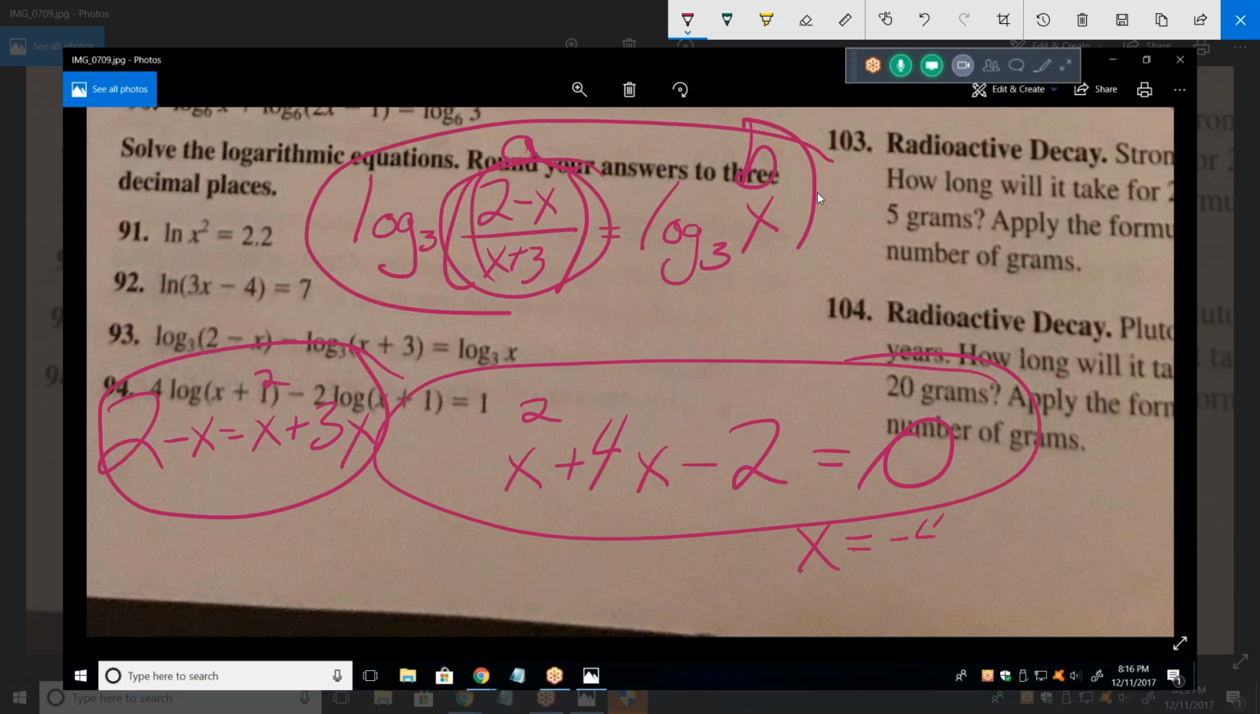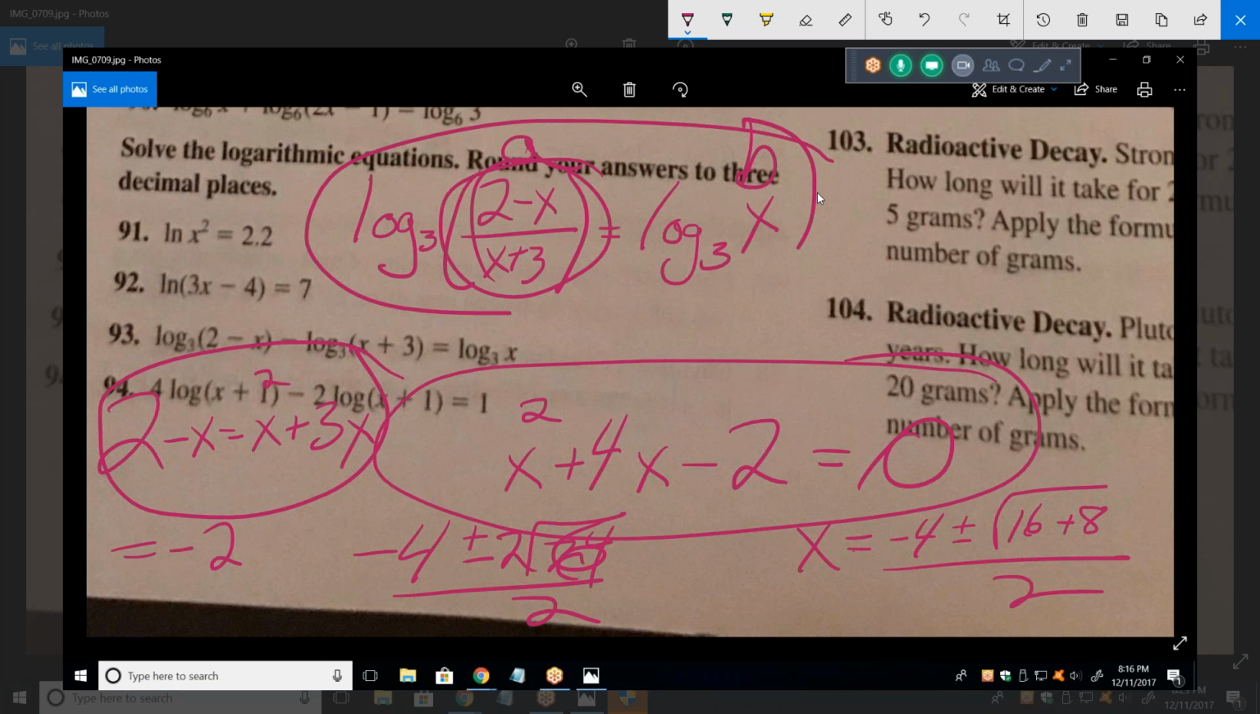Minus 4 plus or minus the square root of 16 minus 4ac, which becomes plus 8, all over 2. So we got minus 4 plus or minus the square root of 24, all over 2. Square root of 24 is the square root of 4 times 6, so that's 2 root 6. The 2's cancel, and I end up with minus 2 plus or minus root 6. There's our answers. Makes sense.